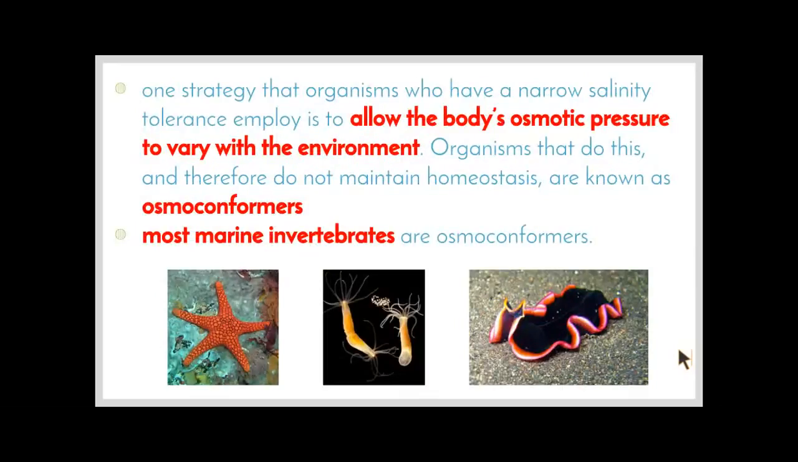One strategy that organisms who have a narrow salinity tolerance employ is that they are able to have the body's osmotic pressure vary with the environment. Organisms that do this and therefore do not maintain homeostasis are known as osmoconformers. As the level of salt increases, the salt concentration inside their cells also increases. So they're conforming to their environment. Most marine invertebrates are osmoconformers, so these simple organisms are able to change their salt level, as it doesn't really impact a lot of the other body systems.